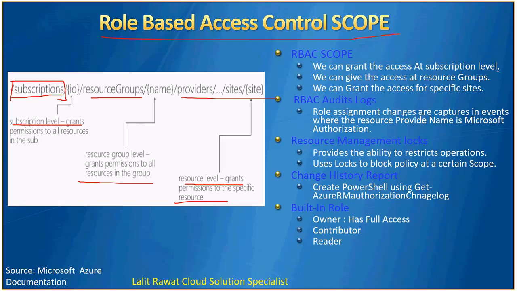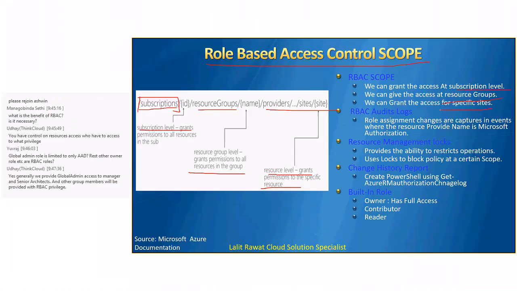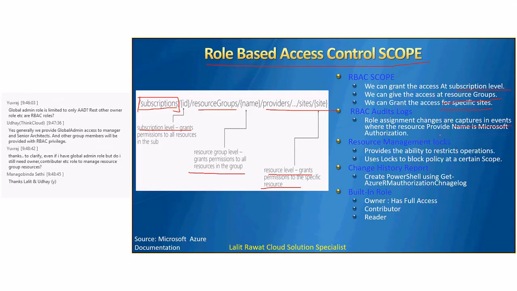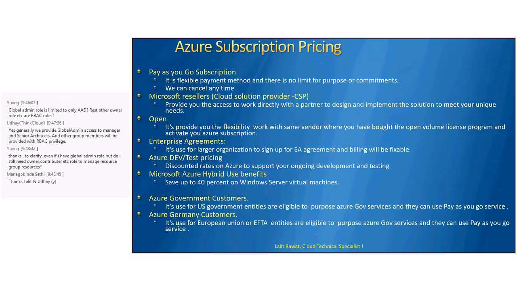So RBAC, basically, as I have mentioned, works at the subscription level and at specific levels. You can enable the logs and the authorization logs, so you'll have all your logs, and you can manage and restrict the operations. You can apply the policies and create a history report based on your RBAC rules, and you have more granular access for that. And let's move down to the next slide.